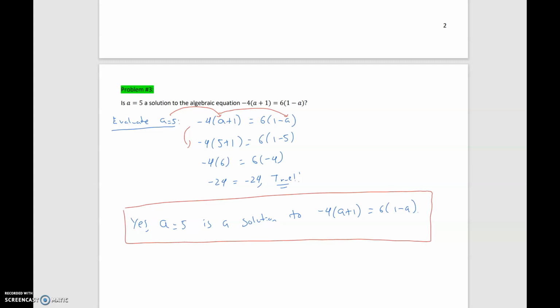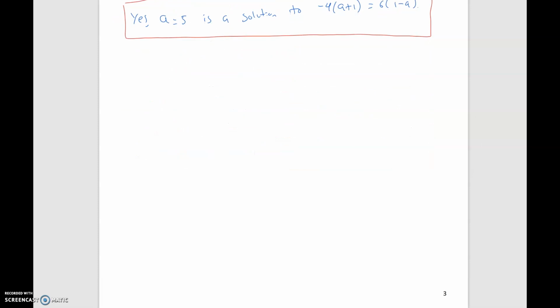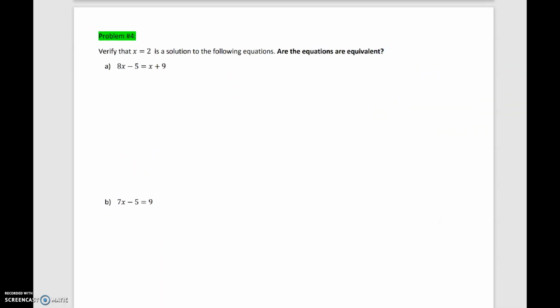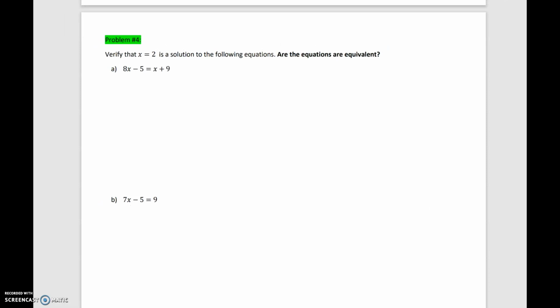That happens to be it for example 3. Once again, we're looking for solutions or values that when you plug in, create a true statement. Let's take a look at problem 4. And in problem 4, there's another definition that's coming up, which is equivalent equations.